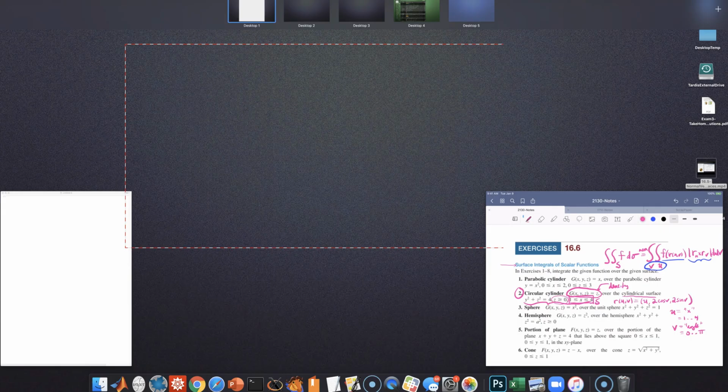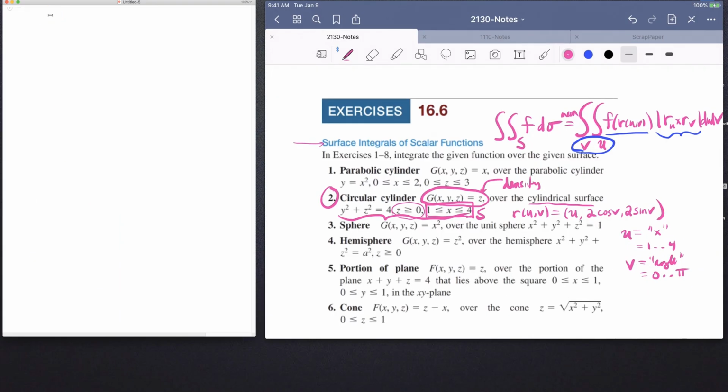The advantage of having a computer here is that we can double check our parameterizations. Let's do r of uv, and then create a plot of it. Before we even get to the double integral part of the surface integral, we need to make sure that we have our parameterization correct. So let's do u for the x entry, 2 times cosine of v, and 2 times the sine of v. This should be our surface parameterization. To create a parametric plot, we need to know what u and v go from and to.